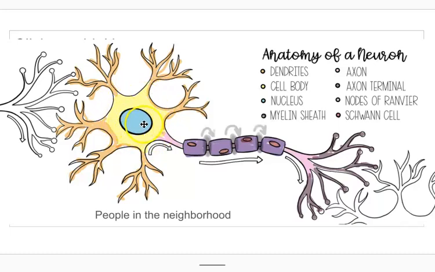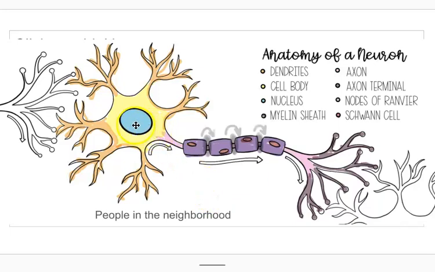So just like any other cell, it has a nucleus, and it's located in the cell body, which is right here. So the nucleus is in the cell body. And then what you see in a neuron, which is very different from other cells, is this long, long extension. This long extension is called an axon.